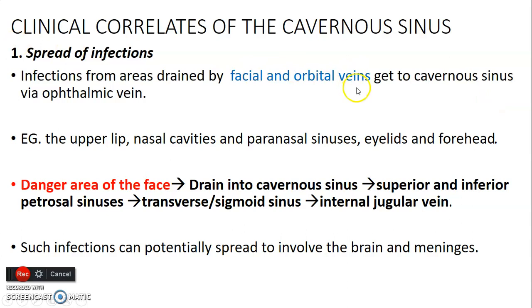Okay, so why do you need to understand these communications of the cavernous sinus? Spread of infection. Infection can spread from the face through facial veins that communicate with ophthalmic veins and take this blood, this infection, into the cavernous sinus. So when you have infection in the upper nasal cavities, paranasal sinuses, or the forehead, all these can get intracranially through the cavernous sinus. So we have what you call the danger area of the face.